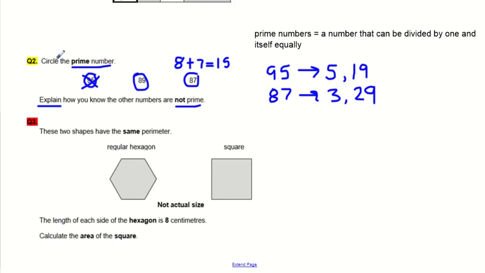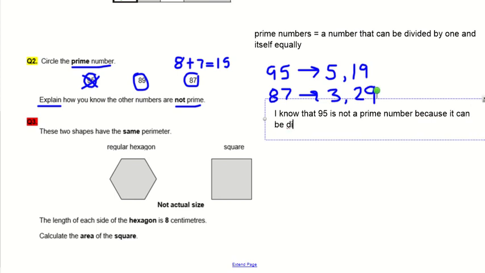Now, in the question it says I've got to explain. So that means I've got to write a short sentence. So I know that 95 is not a prime number because it can be divided equally by 5. You might have just stopped your sentence there, or you might have continued your sentence to include 19.